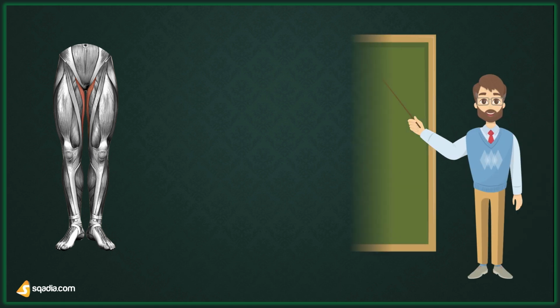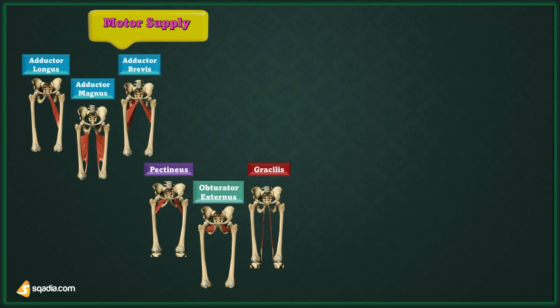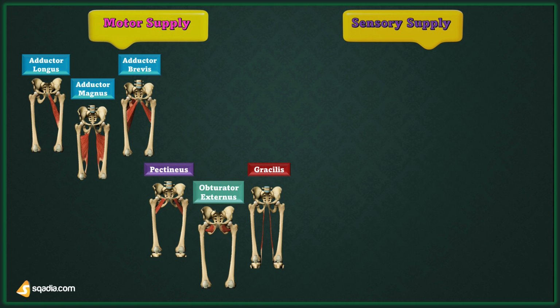All the muscles that we have talked about so far are innervated by the obturator nerve, meaning that's the motor function of this nerve. These muscles are muscles of the adductor or medial compartment of the thigh, meaning the motor innervation of the obturator nerve is responsible for adduction of the thigh. As for the sensory supply, the cutaneous branch from the anterior branch supplies the medial upper thigh.